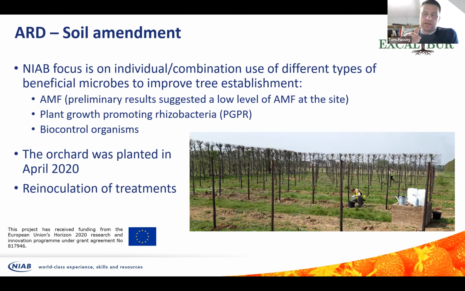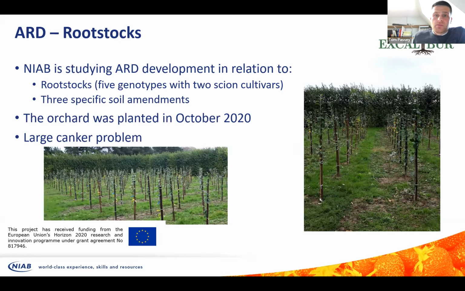The other trial we're running then is kind of moving on from the Happy project that I talked about earlier, where we're looking at different rootstocks with 2 different Sion cultivars. As you can see from the image on the right, we've planted in the old tree stations and in the grass soil between the trees that were previously in that orchard. This was planted in October 2020.